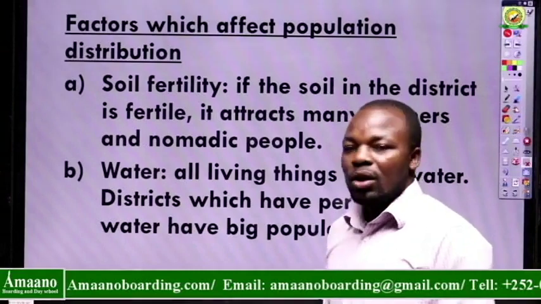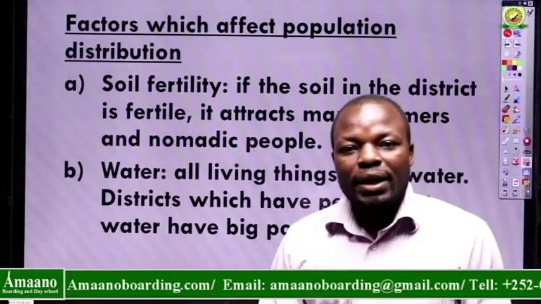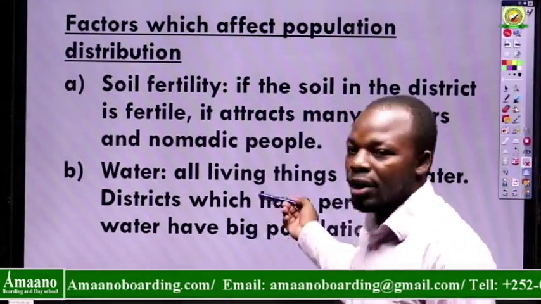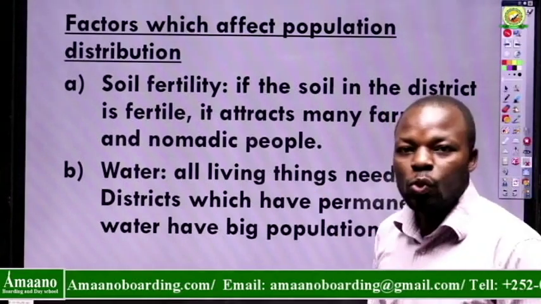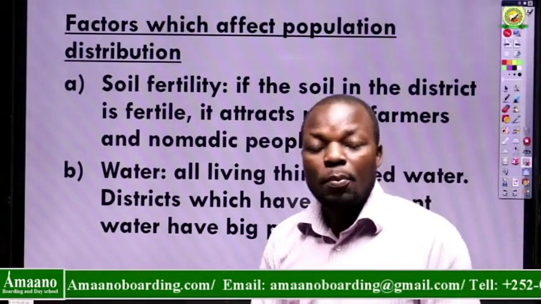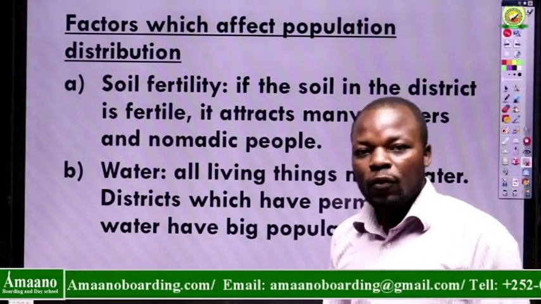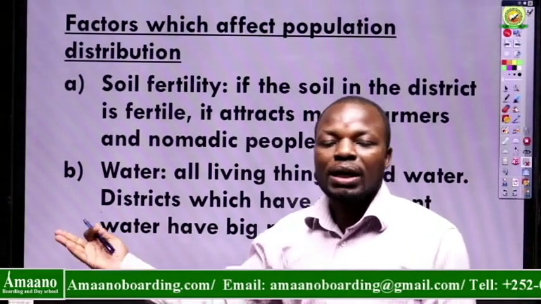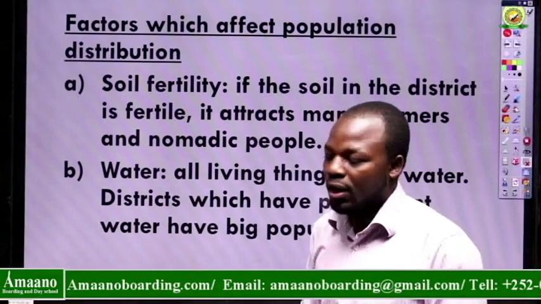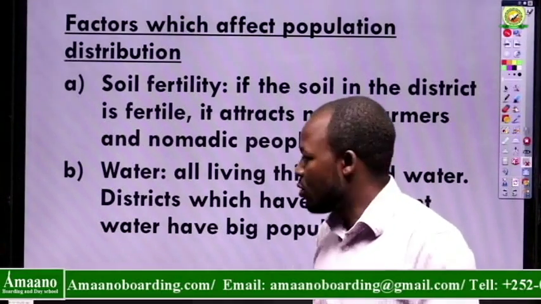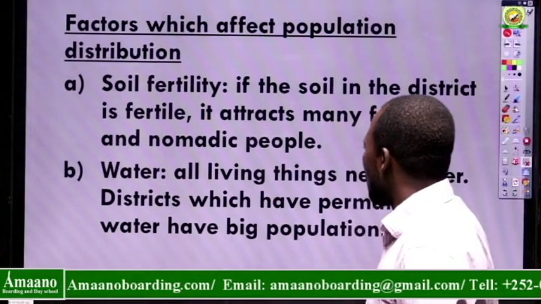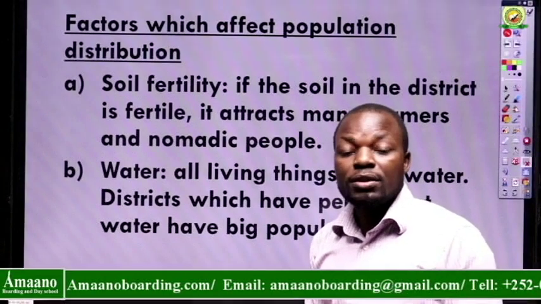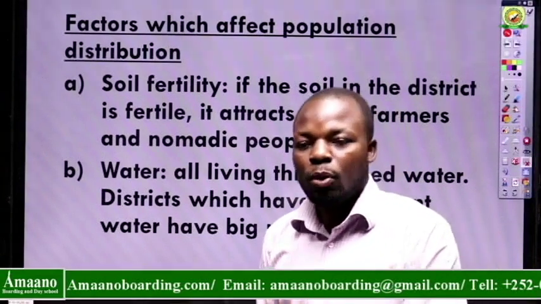Another factor is water. So whenever there is water, that means that people will come and live in that place. And our explanation here is that all living things need water. Human beings, animals, plants need water. And therefore, it means that if there is water in a given place, many people will come and stay there. Many people will come and live there. That will make the population to be dense population. So here we say that districts which have permanent water have big population. Big population is the same as high population or dense population.